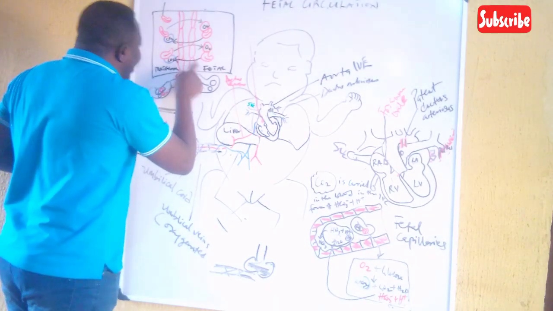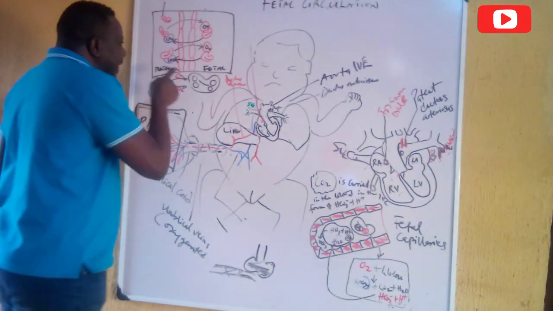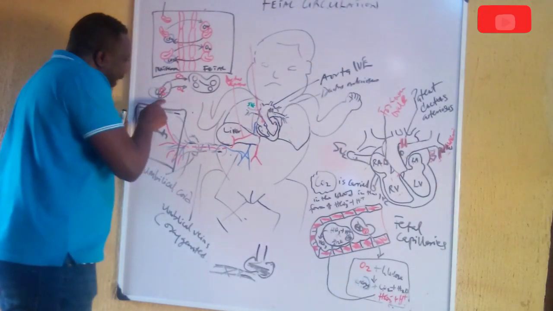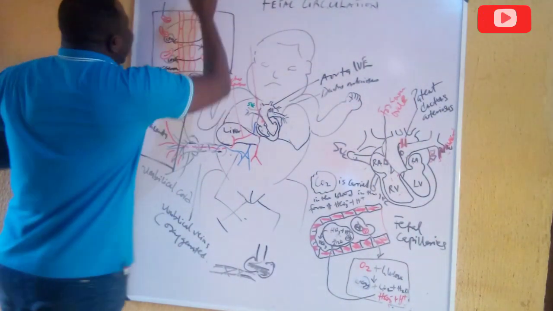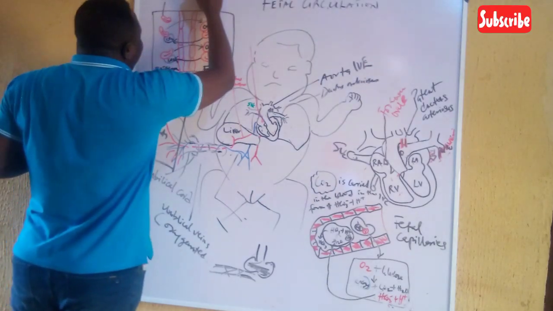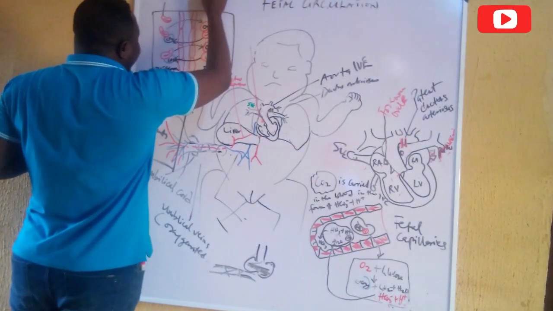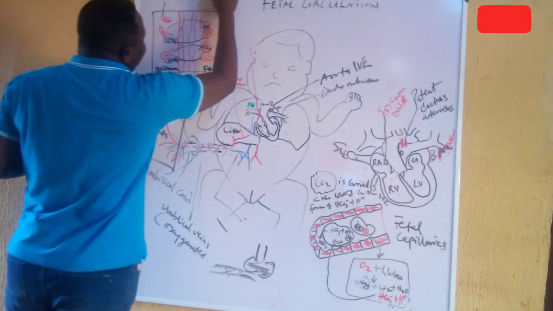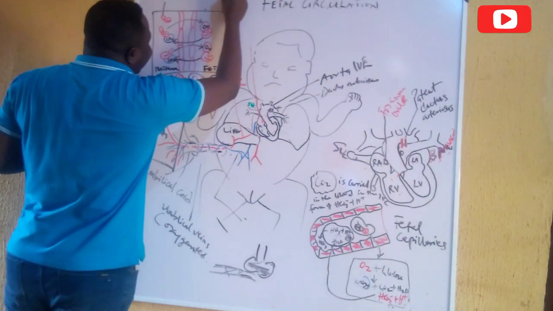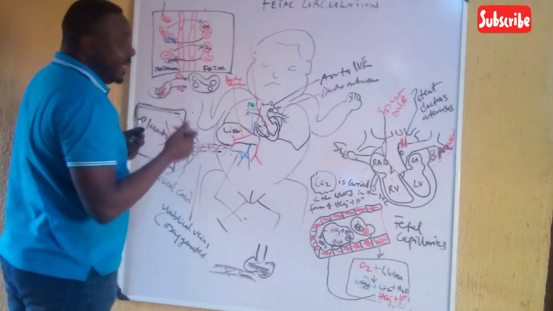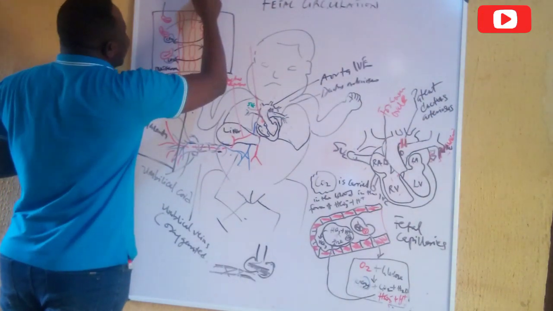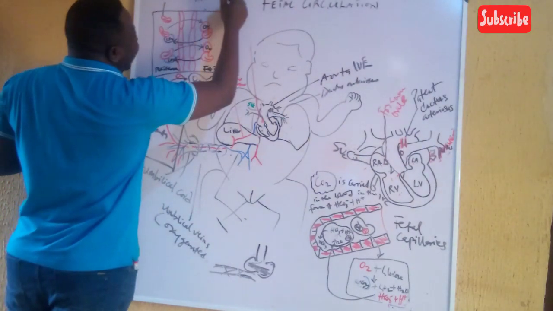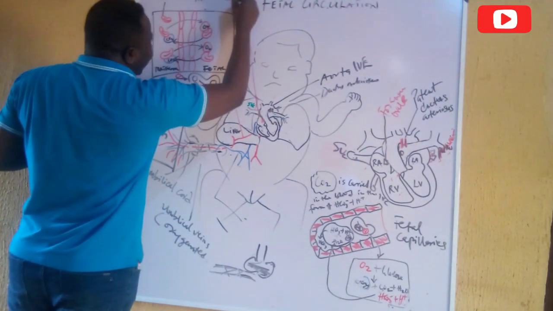Now, the fetal blood does not mix with the maternal blood, and there is a difference between the red blood cell of the fetal blood and the red blood cell of the maternal blood. The red blood cell of the fetal blood contains hemoglobin F, or what we call fetal hemoglobin, and fetal hemoglobin consists of 2 alpha chains and 2 gamma chains. Whereas the maternal red blood cell contains adult hemoglobin, and adult hemoglobin contains 2 alpha chains and 2 beta chains.